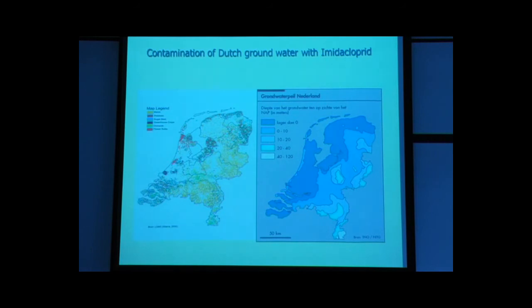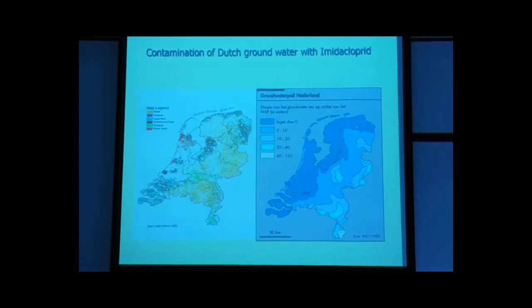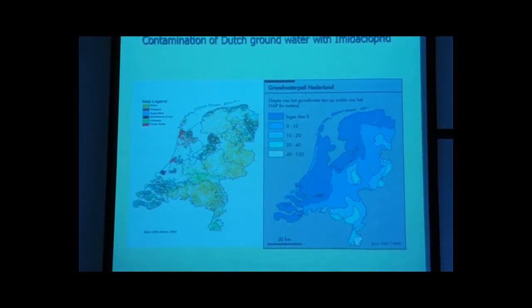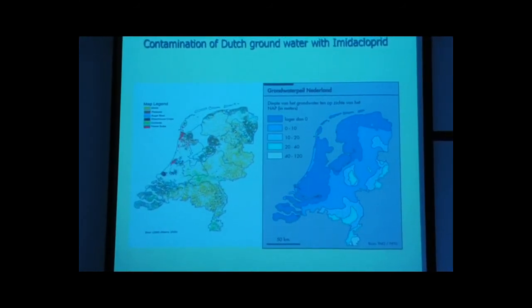Again, here on the left-hand side, the applications of imidacloprid, and on the right-hand side, the groundwater levels in the Netherlands. And as you can see, in large parts of the country, the groundwater level is below sea level. So Holland is extremely susceptible to leaching. And we assume that imidacloprid contamination of Dutch groundwater may be widespread.